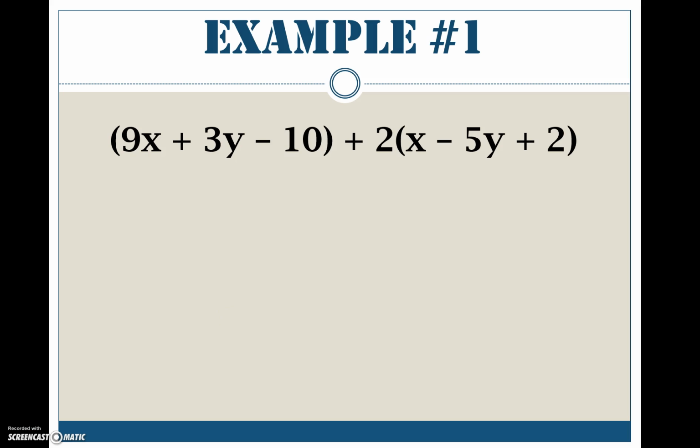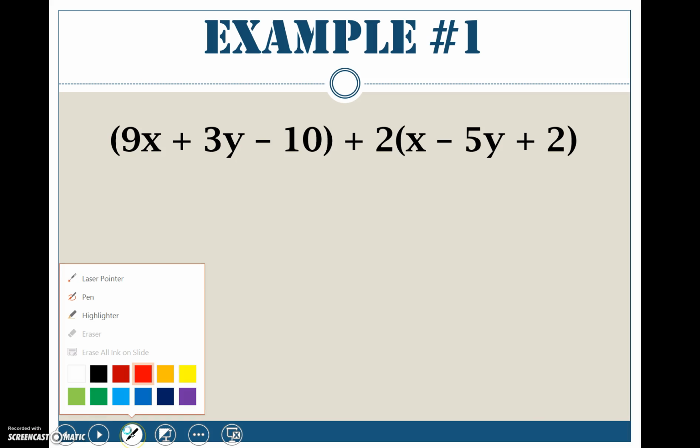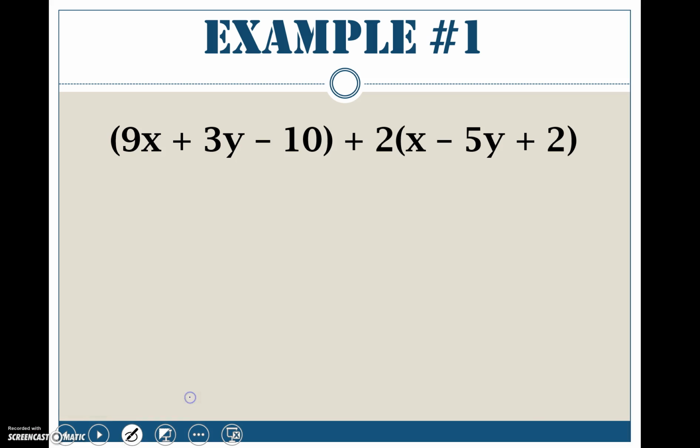When we add and subtract polynomials, we'll have two sets of polynomials in parentheses. Sometimes there's going to be something out front like this, and sometimes there's not. What we want to do is distribute anything that's in front of the parentheses, if it exists. Let's look at the first one. There's nothing in front of the parentheses, so I'm just going to rewrite it as I see it. So I have 9x plus 3y minus 10, and now here I'm going to be distributing that 2.